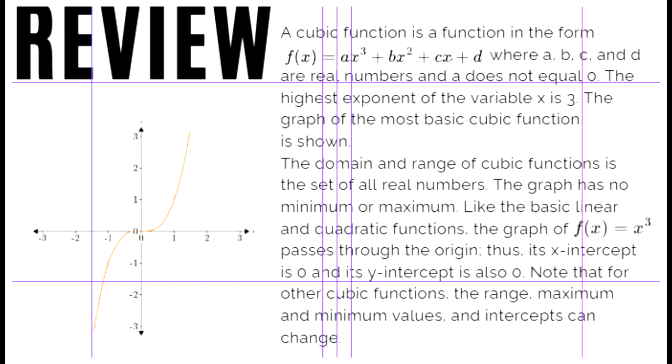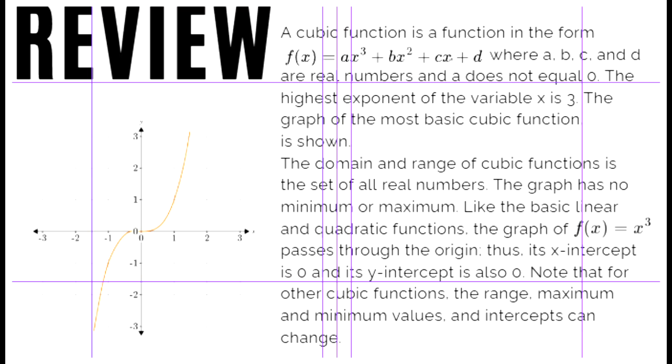A cubic function is a function in the form of f of x equals ax cubed plus bx squared plus cx plus d, where a, b, c, and d are real numbers and a does not equal 0. The highest exponent of the variable x is 3. The graph of the most basic cubic function is shown.